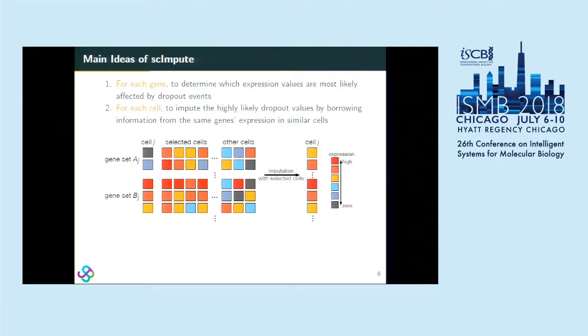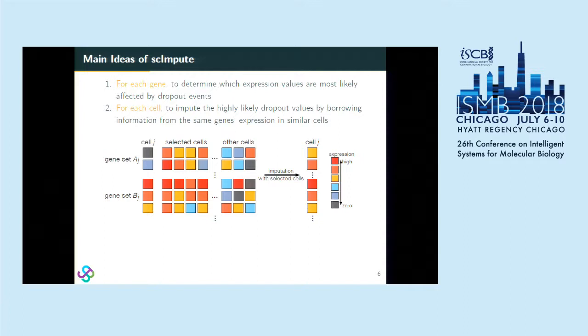A key consideration in scImpute is that we don't want to impute all the gene expression values, because some values are already accurately measured, and imputing these values may introduce new bias into the data and eliminate biologically meaningful variation. So the key idea of scImpute is that for each gene, we want to determine which gene expression values are most likely affected by dropout events, and then for each cell, we only impute the highly likely dropout values by borrowing information from the same gene's expression in its similar cells.